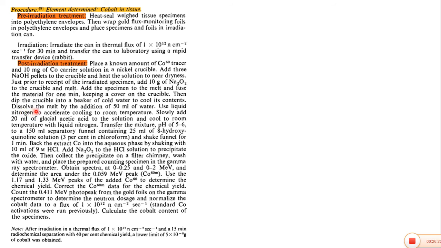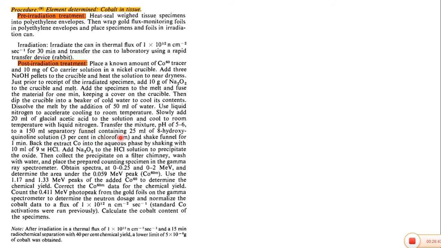Dissolve the melt by addition of 50 ml of water. Use liquid nitrogen to accelerate cooling to room temperature. Slowly add 20 ml of glacial acetic acid to the solution and cool to room temperature with liquid nitrogen.